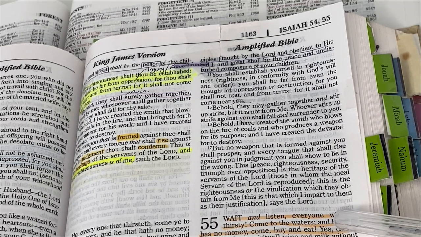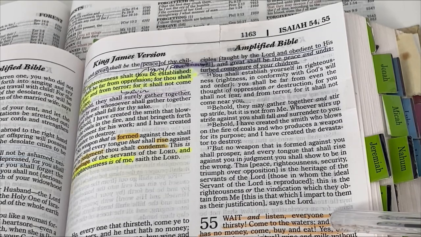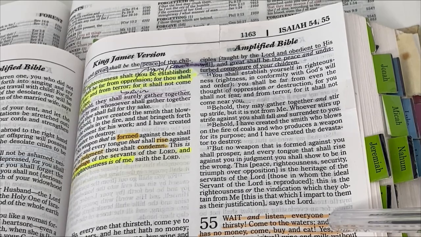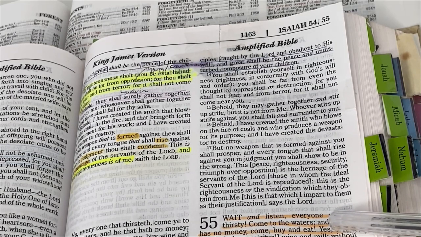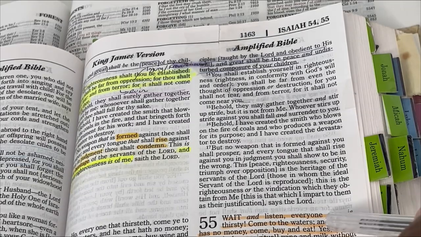But no weapon that is formed against you shall prosper, and every tongue that shall rise against you in judgment, you shall show to be in the wrong. This peace, righteousness, security, triumph over opposition is the heritage of the servants of the Lord, those in whom the ideal servant of the Lord is reproduced. This is the righteousness or the vindication which they obtain from me. This is that which I impart to them as their justification, says the Lord. That's just encouraging, just reading it right there.